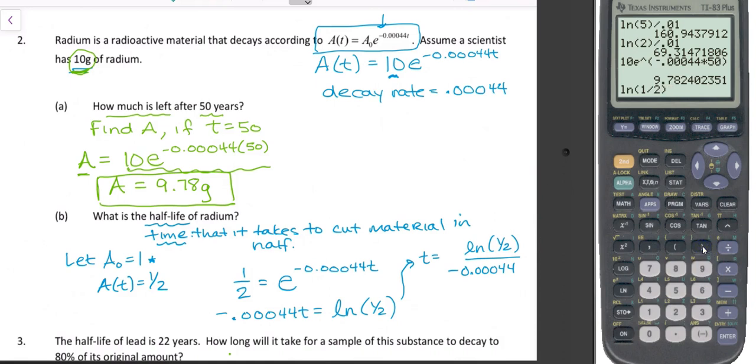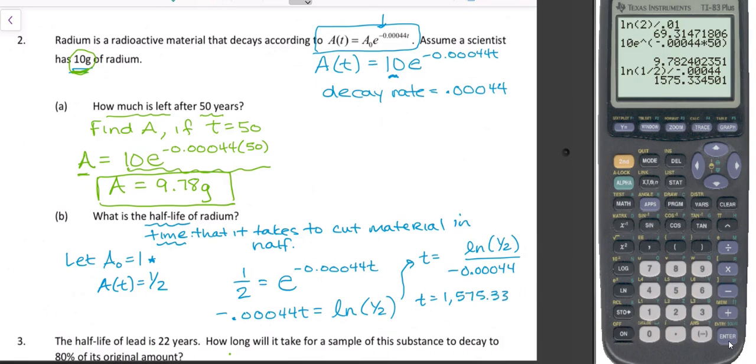So on my calculator I go natural log, and my argument is 1/2, so you can type in the fraction 1/2, or you can use the decimal 0.5. And I want to divide that by negative 0.00044. So again, make sure that that division is not in the argument. You want to take the ln first and then divide. So if I hit enter, there's my value. So T is equal to 1,575.33.